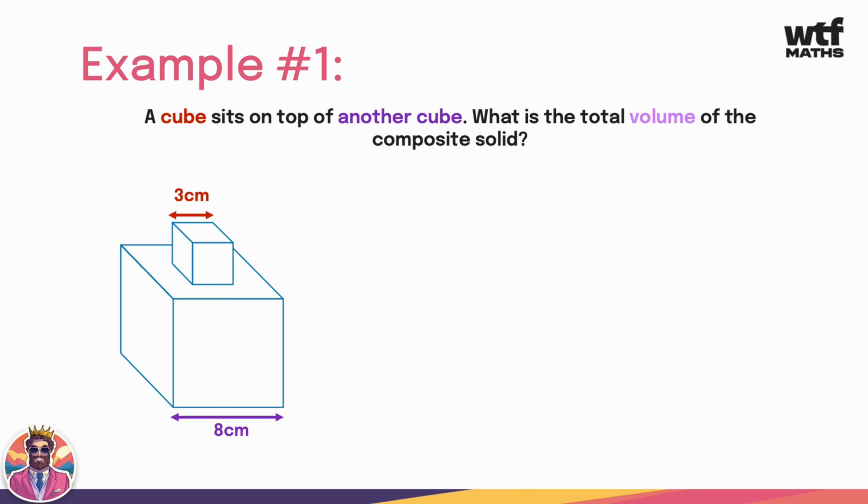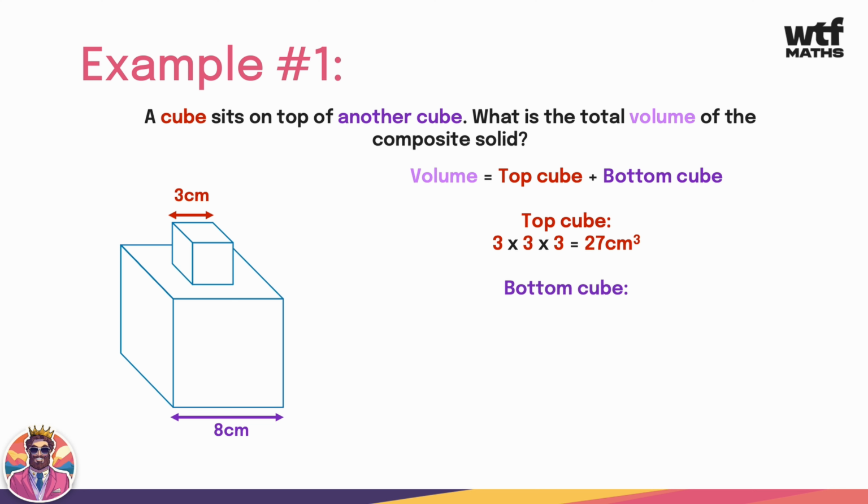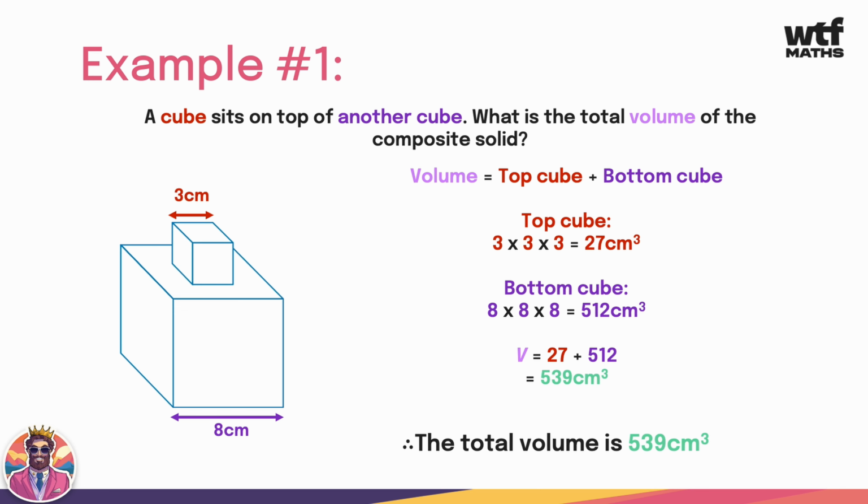So a cube sits on top of another cube. What is the total volume of this composite solid? So all we're going to do is find the volume of the top cube and then add the volume of the bottom cube to it. So for the top cube, it's going to be 3 times 3 times 3, which is 27 centimeters cubed. For the bottom cube, it's just going to be 8 times 8 times 8, which is 512 centimeters cubed. Now 27 plus 512 is 539, so the total volume is 539 centimeters cubed.